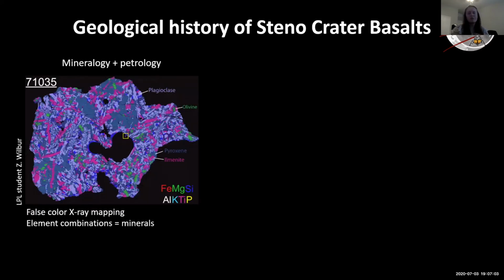We received the first batch of samples for this study in February, and we got a little bit of data before our fun time in the lab was cut short. But here you can just see some preliminary work from LPL grad student Zoe Wilbur, where she's been using an electron microprobe to look at the elemental abundances and the distribution of different minerals within one of the unfrozen samples, the ambient samples.